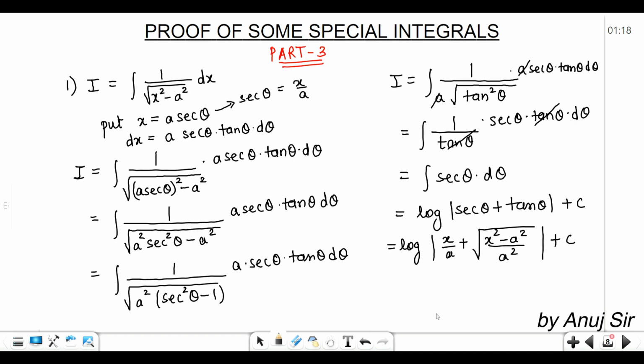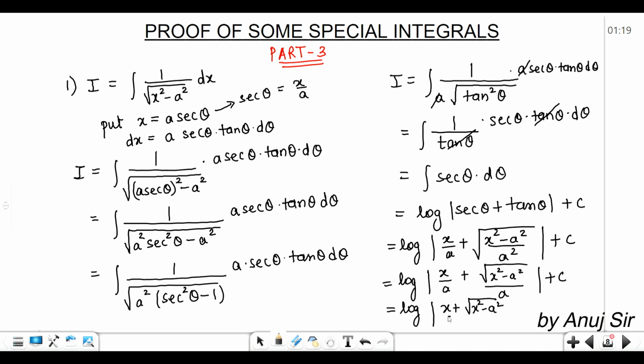Now we can take x upon a, and we can take the square root of the denominator, because in the denominator we have a square, so the square root of a square will be a, plus c. Now let's move on to the next page. We have the common denominator as a. If you want, I can write it here: x plus square root of x square minus a square upon a, mod, plus c. We'll take this on the next page.